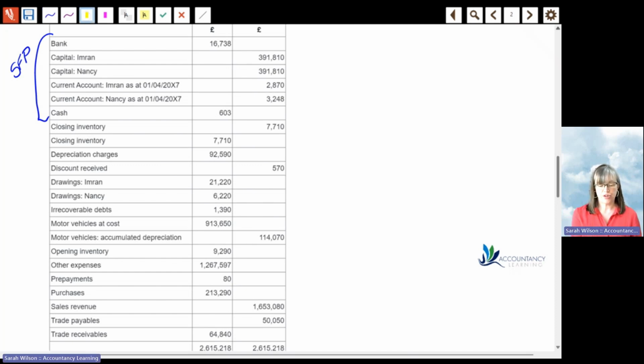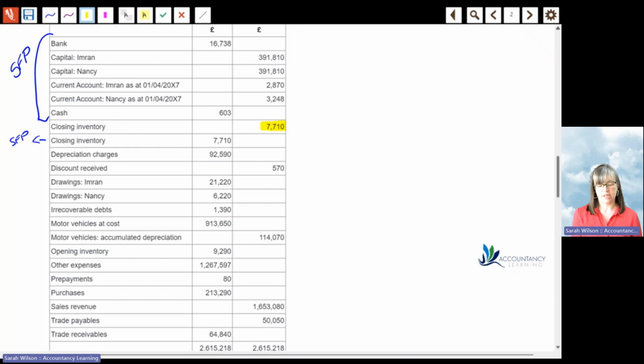Now, our closing inventory here, this is going to show as a debit on our statement of financial position as our assets, but it's also going to be a credit on our statement of profit or loss because it's part of the cost of sales formula. Then the closing inventory here is going to be what I've just mentioned on the statement of financial position.